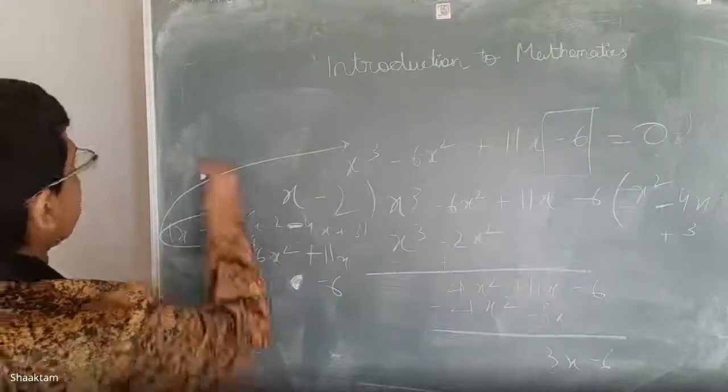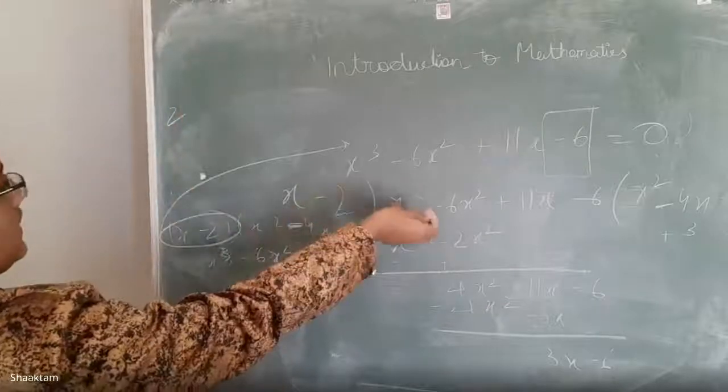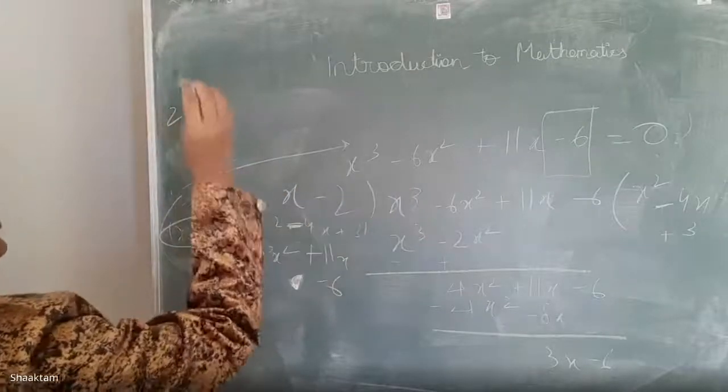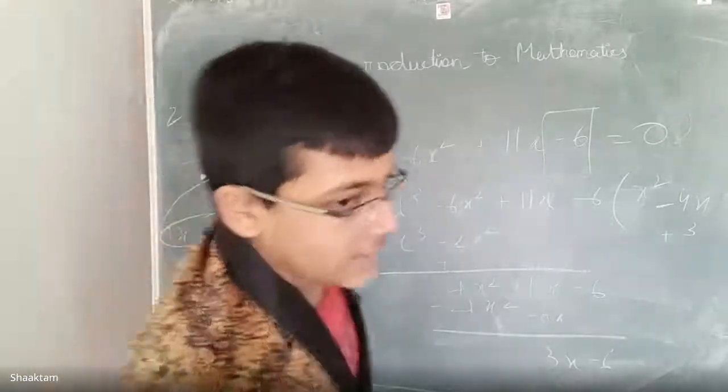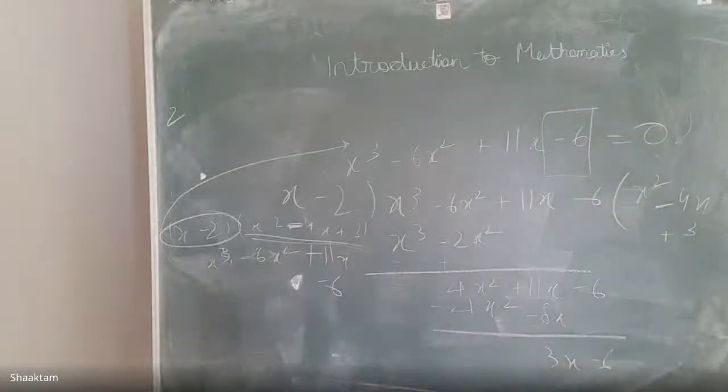Now, so we know that 2 is a factor. We put x is equal to 2 and we got this. Now next, x square minus 4x plus 3. Can anyone tell me what this is similar to? x square minus 4x plus 3.